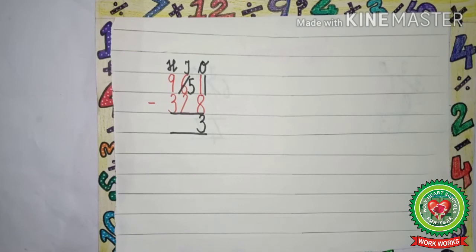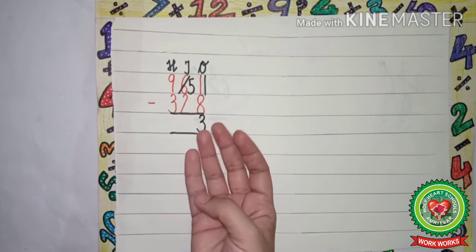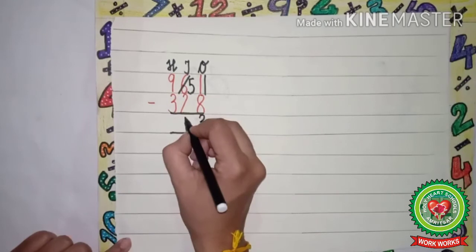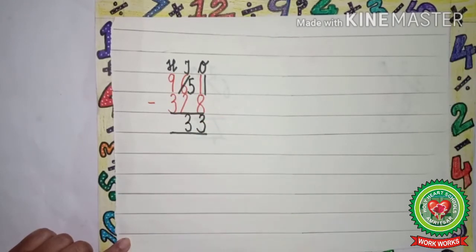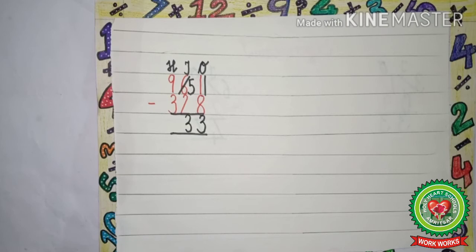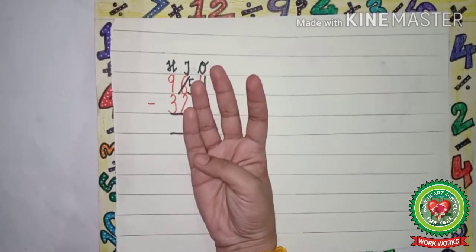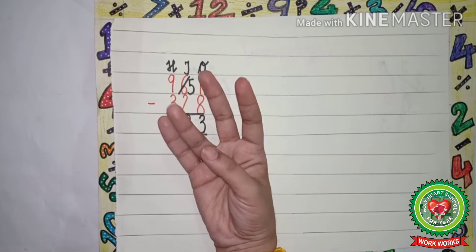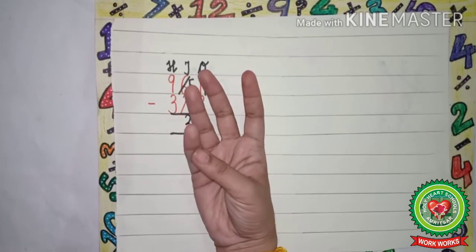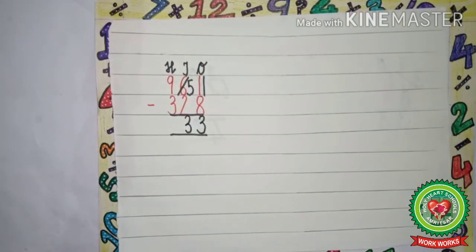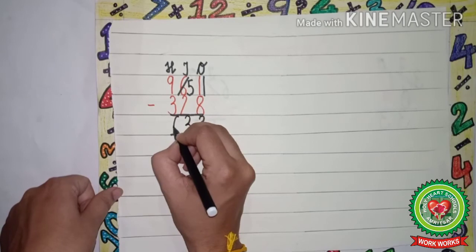Now start at 2 and stop at 5. Now what comes after 2? 3, 4 and 5. Again 3 is the answer. So we will write 3 under tens. Now 9 minus 3. Start at 3 and stop at 9. What comes after 3? 4, 5, 6, 7, 8, 9. So what is the answer? 1, 2, 3, 4, 5, 6. So we will write 6 here.